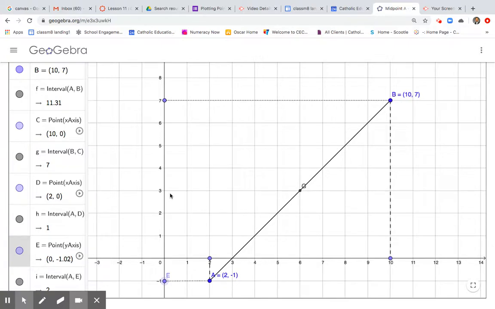So whenever we're finding the midpoint, add the x's together, divide by 2, add the y's together, divide by 2, and that gives you the midpoint.